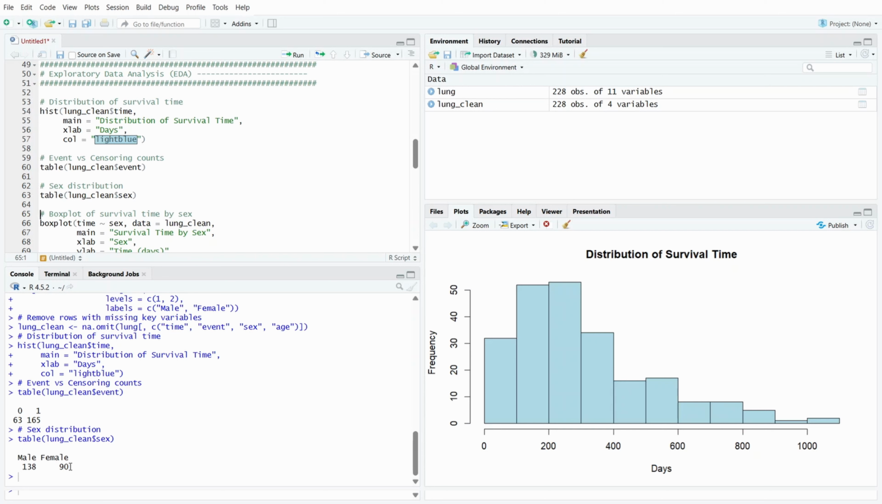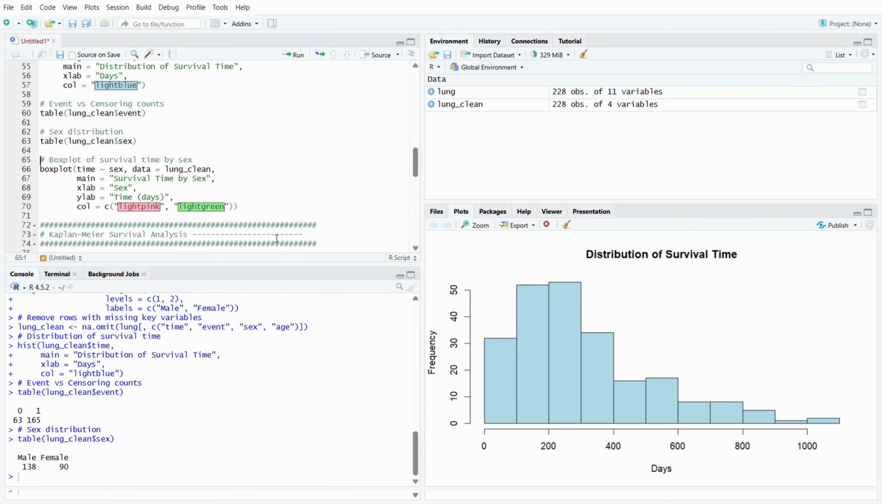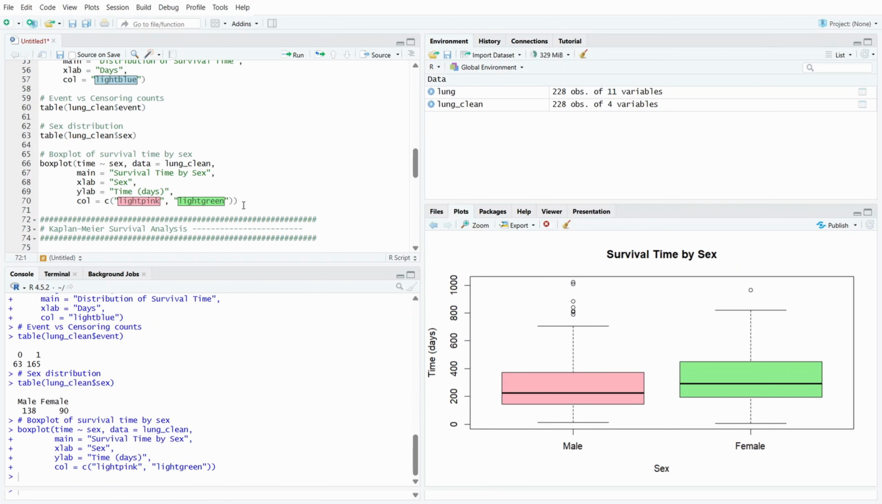Both tables give us a quick snapshot of our dataset. Most patients experience the event of interest, and there are more males than females included in the analysis. Finally, we use a box plot to compare survival times between males and females, giving us an initial sense of potential differences between groups.